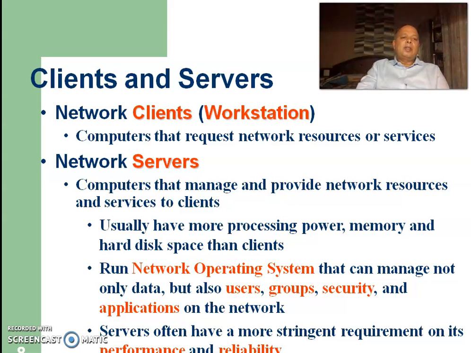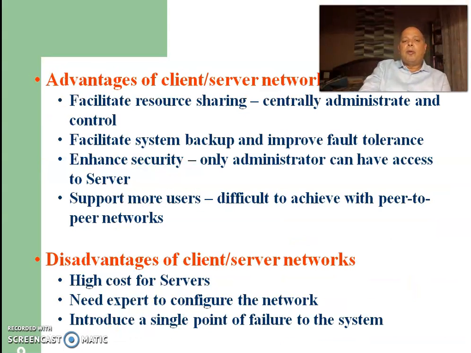On the other hand, in client-server networks, there are servers and clients. Servers are the machines that manage and provide network resources and services to the clients, having very stringent specifications. They typically have more processing power, more memory, and more hard disk space than the clients. And clients are the machines that require network resources from the servers. Servers basically run the network operating system. Linux is the most popular operating system nowadays, and they also have user groups and security. So all these policies are well placed in these networks. Servers, as I said, have more stringent requirements on performance and reliability, because if a server fails, then the entire network will be down.